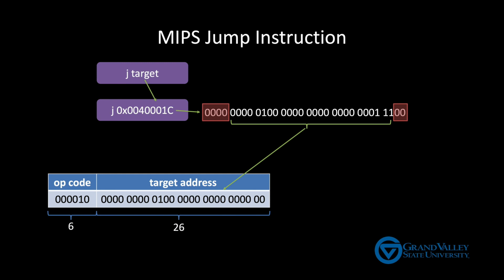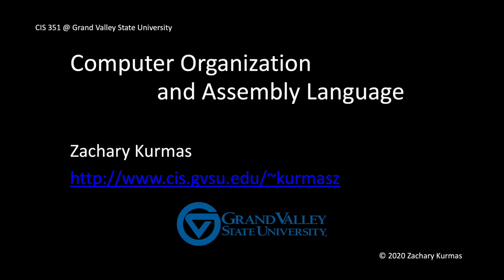Now, jump instructions are important, but they aren't terribly useful on their own. In the next video, we'll look at branch instructions. When used together with jumps, branches are what allow us to write conditionals and loops in assembly.